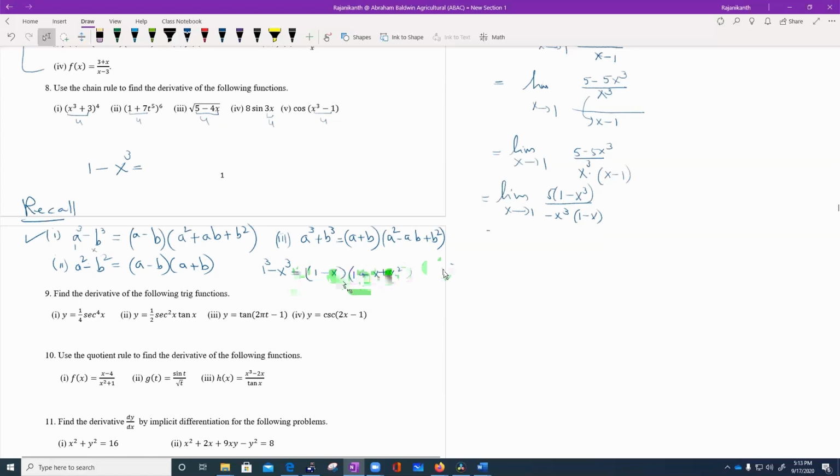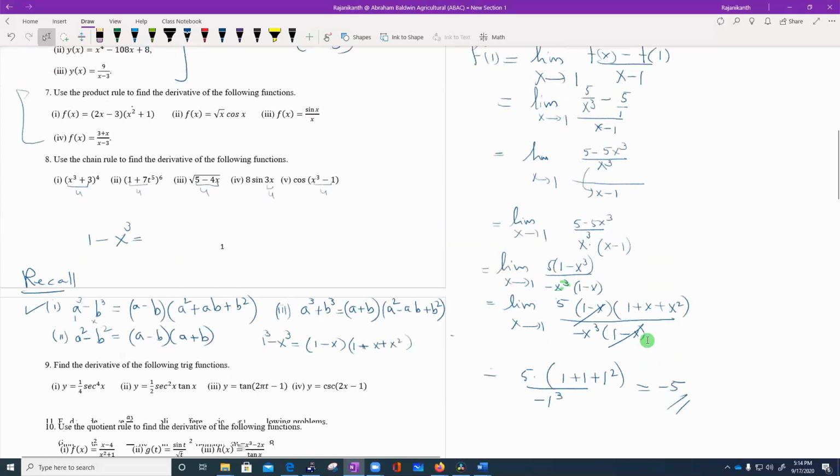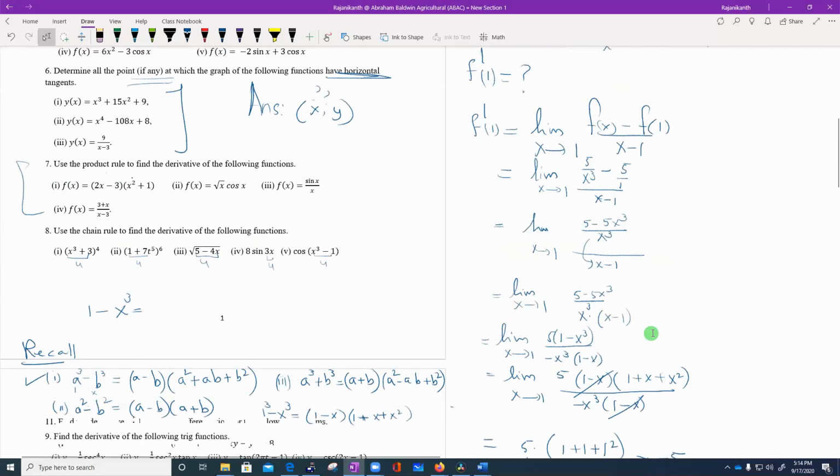Okay, so go back to the problem, and I'm going to write down 1 minus x cubed as 1 minus x times 1 plus x plus x squared. In the denominator I have negative x cubed into 1 minus x. Now simple, these two are cancelled. Now plug in 1 and check. Yes, you will get 5, and this is 1, and that is also 1, over minus 1 cubed. Yes, you are getting a good number now, which is negative 5. So using the second alternate form of the derivative definition, we could find the derivative of the function.